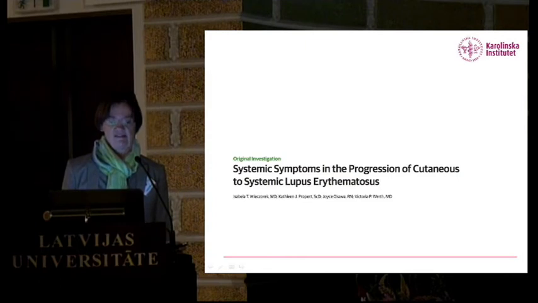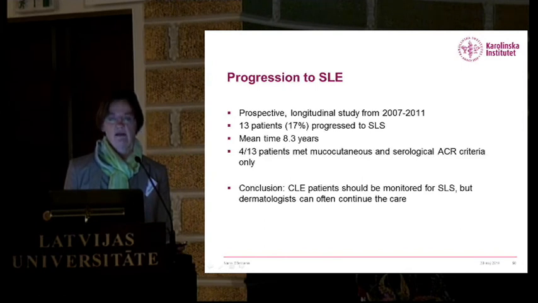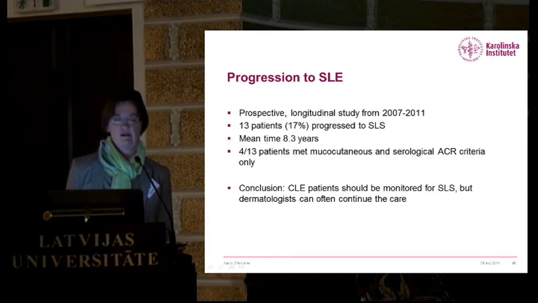And recently, this study has been redone in Philadelphia by Vicky Worth and co-workers. They made a study from 2007 to 2011 in which 13 patients in their group progressed to SLE, that is 17% of their cohort, and it took them 8.3 years to progress. But 4 of these 13 patients that progressed only met mucocutaneous and serological ACR criteria. So they had ANA and mouth ulcer and photosensitivity. So they were not very badly hurt in their SLE. They did not have nephritis, for example.